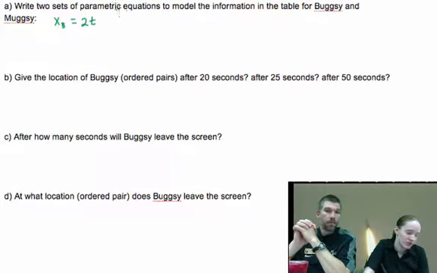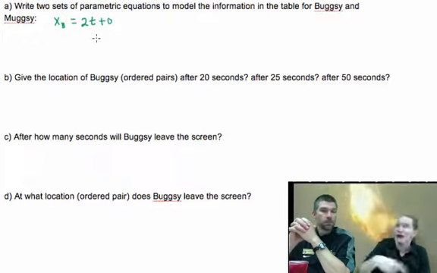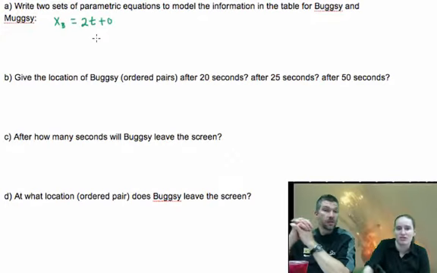We could also think of this like a slope-intercept kind of thing. We're starting at 0, so it's like a plus 0, and then we're adding 2 each time. That's good. So 2t is a good way to think about it too.